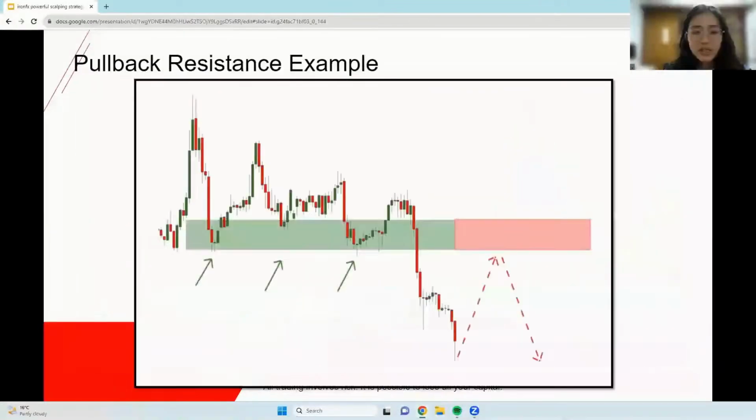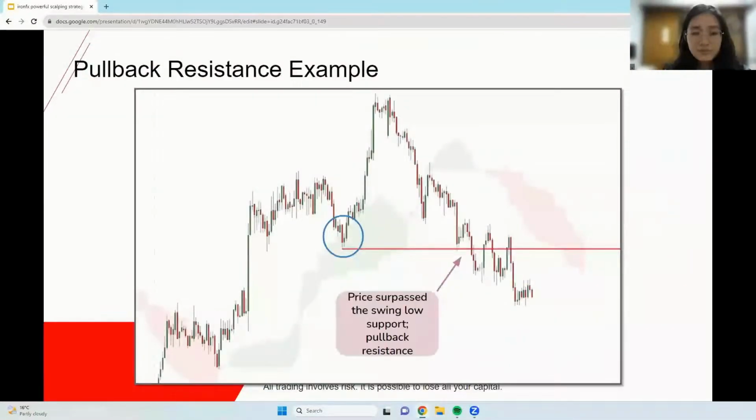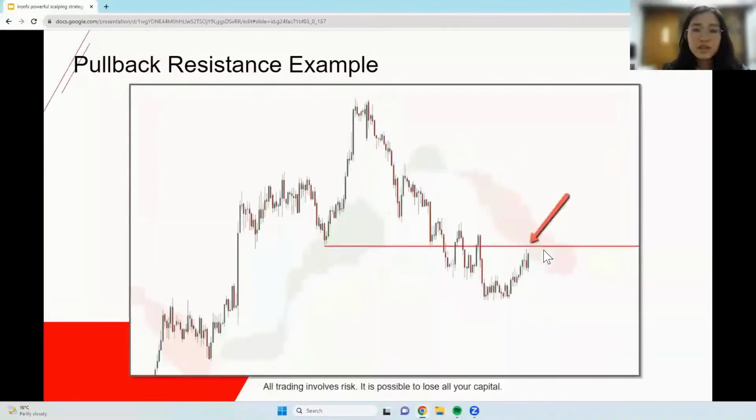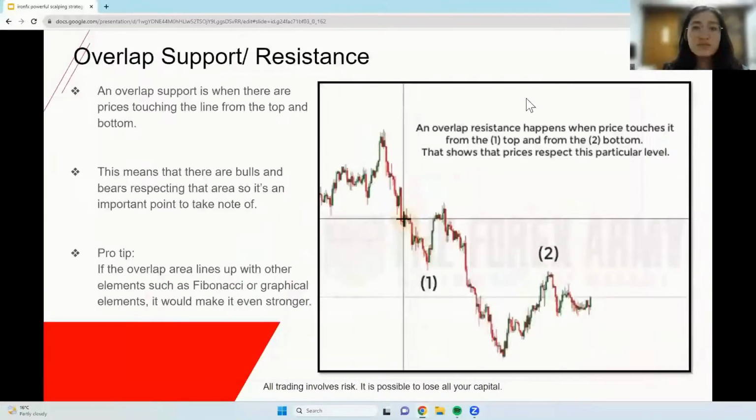Okay, we looked at these examples earlier. No worries, friend. So we have another example here, the pullback resistance as well. So you can see that we have a significant swing low here, right? And price has surpassed this level. So once price has surpassed it, it then becomes a resistance because we're expecting price to pull back to this level. And you can see that's exactly what it did.